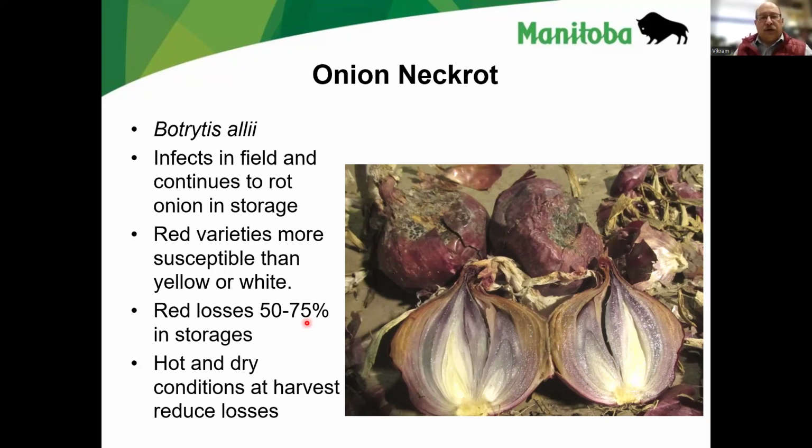Those who grow on a smaller scale may not have that kind of loss because your storages or your onions may be well aerated. They have good aeration. And so that is one of the key things. Anyway, you will learn more on this disease next week.